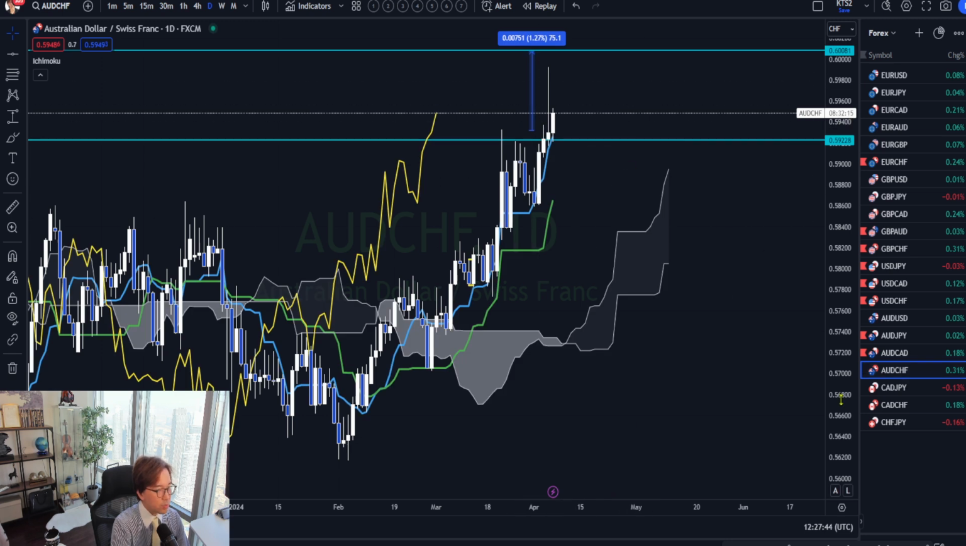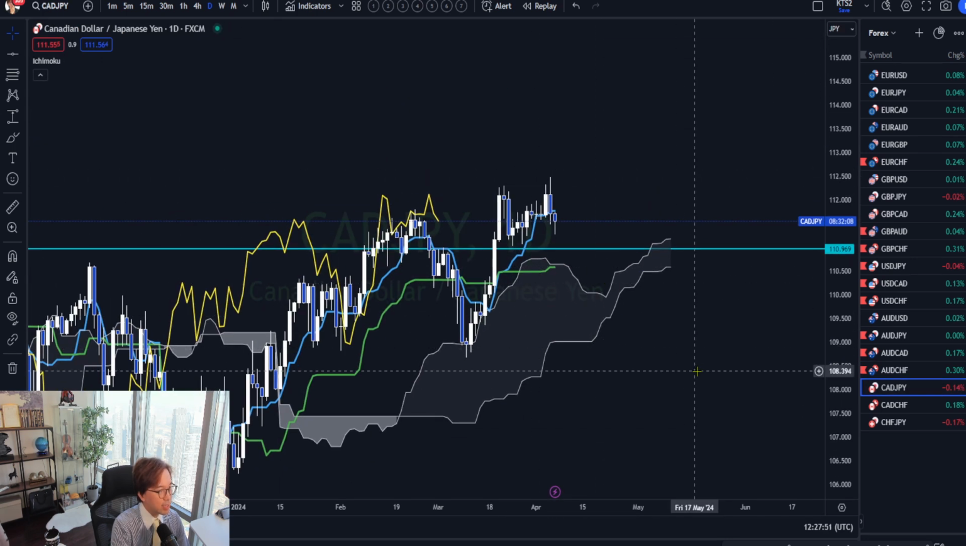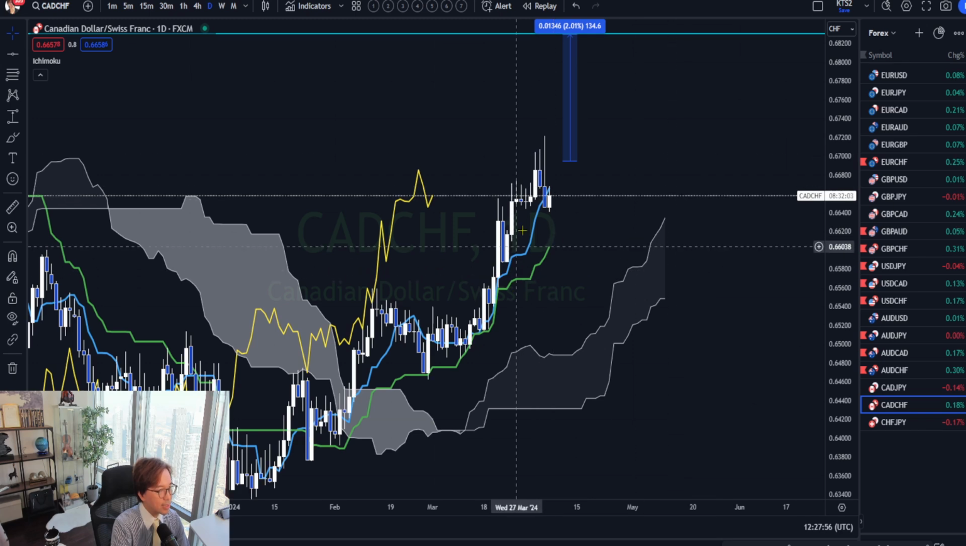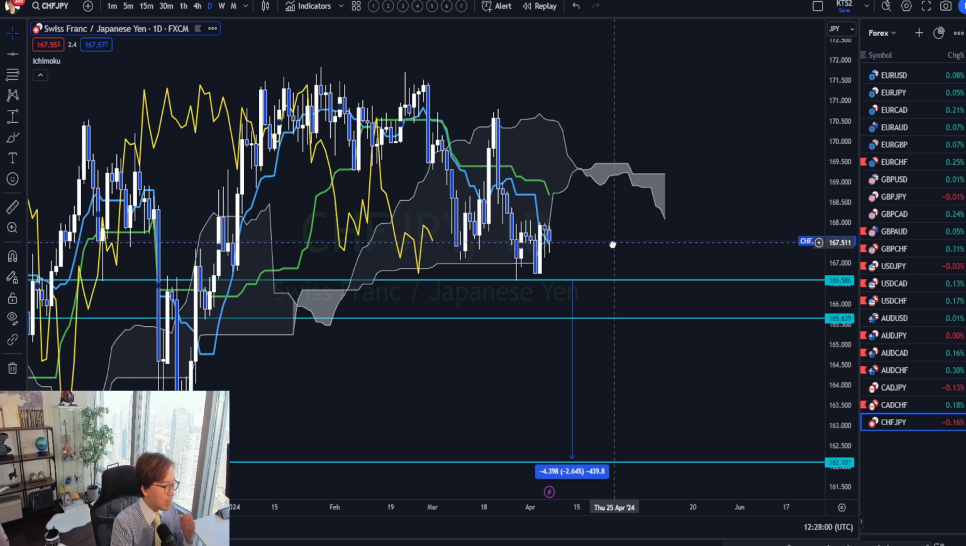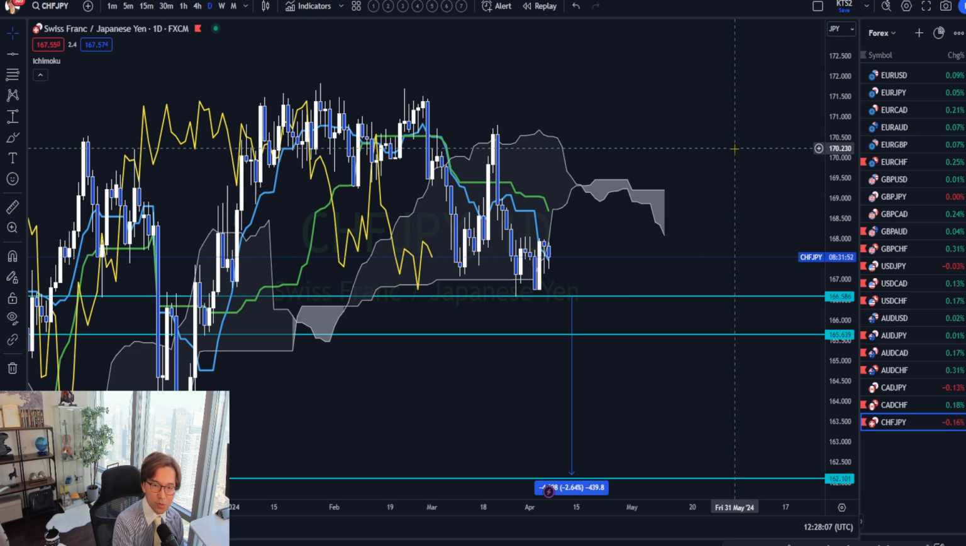AUD Swiss franc is also bullish. I mark red. It's going to happen in 3 minutes. And CAD JPY is retracing. And CAD Swiss franc is also bullish. Kumo, Kijun Sen, Tenkan Sen, Chikou span. So I mark red. And finally, Swiss franc JPY is getting down and close to the support. So I will check this one too. So that means when the news happens and if the Swiss franc becomes strong, then we see potential bullish trends among the Swiss franc pairs.